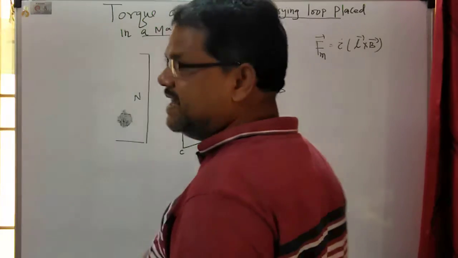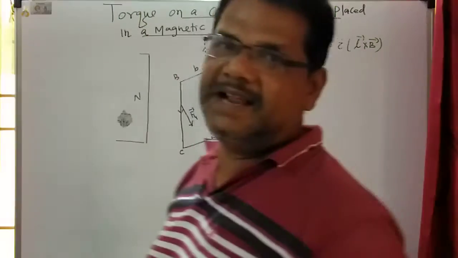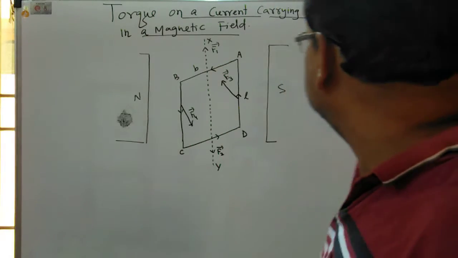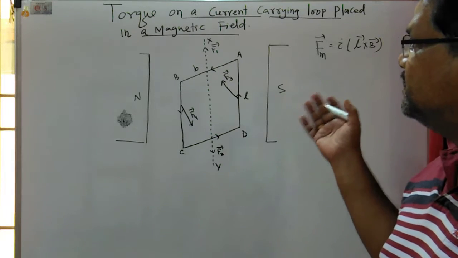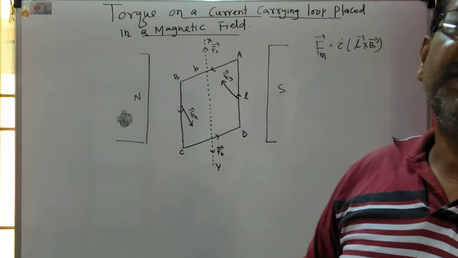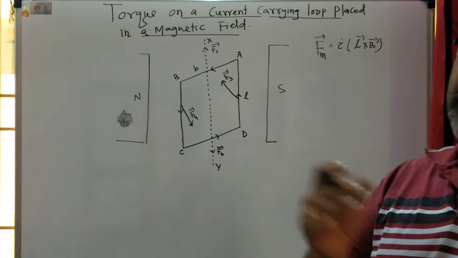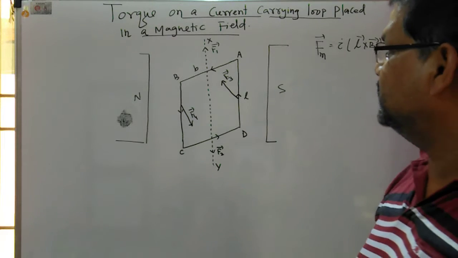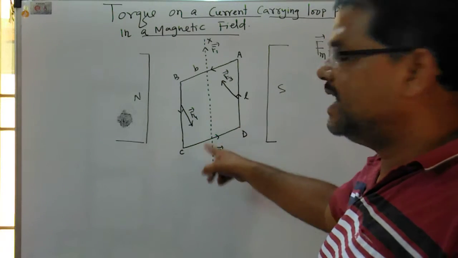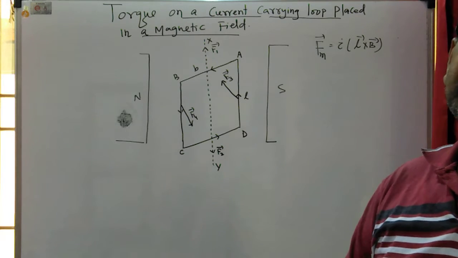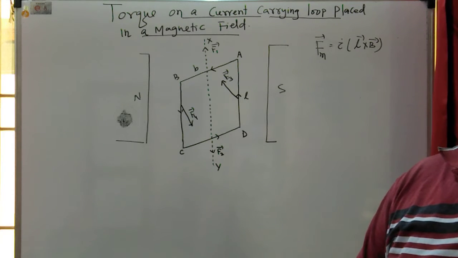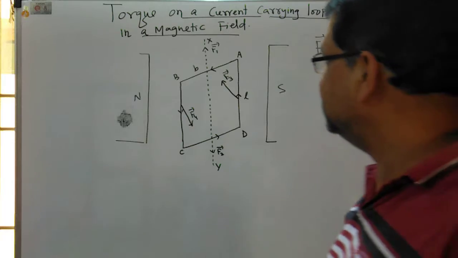That is, when a current carrying conductor is placed in a magnetic field, it experiences a force. As the force is experienced by the current carrying conductor, we can relate it to the torque acting on the current carrying loop. Suppose this is a rectangular loop that carries current and is placed in a magnetic field. So what happens to that rectangular loop? Let us see it here.